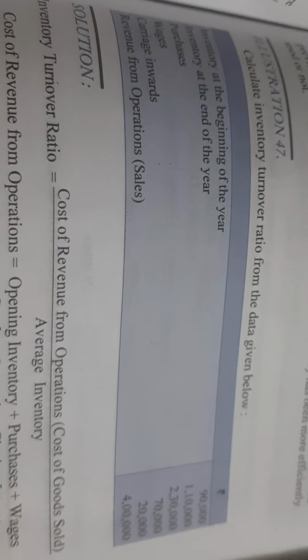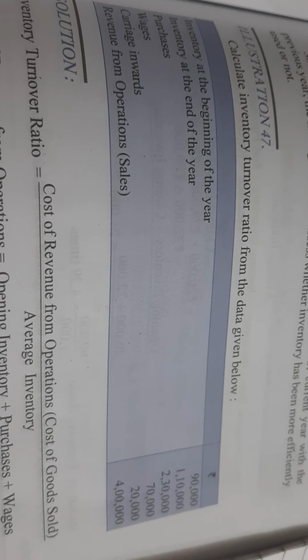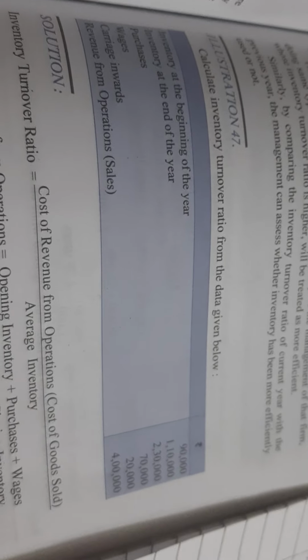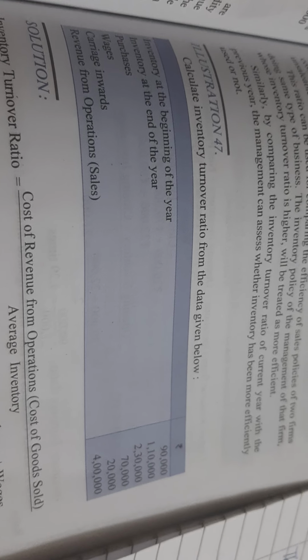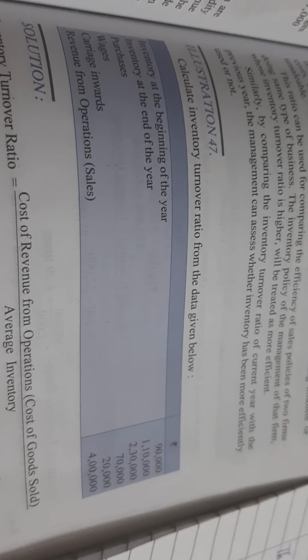Okay, so now let us do an example to find out the inventory turnover ratio. Let's see, this is an example in which we have given inventory at the beginning of the year 90,000, inventory at the end of the year 1,10,000, purchases 2,30,000, wages 70,000, then carriage inward 20,000, and revenue from operation 4 lakh.